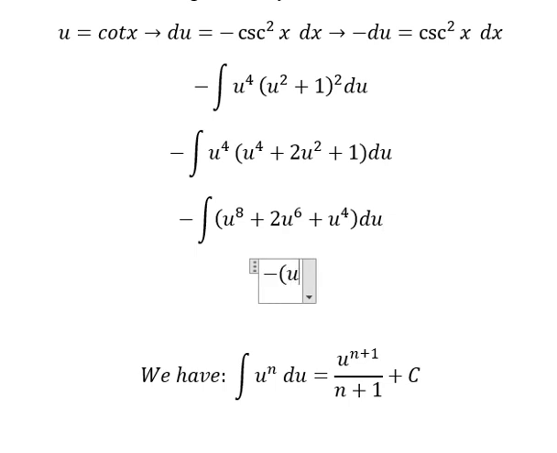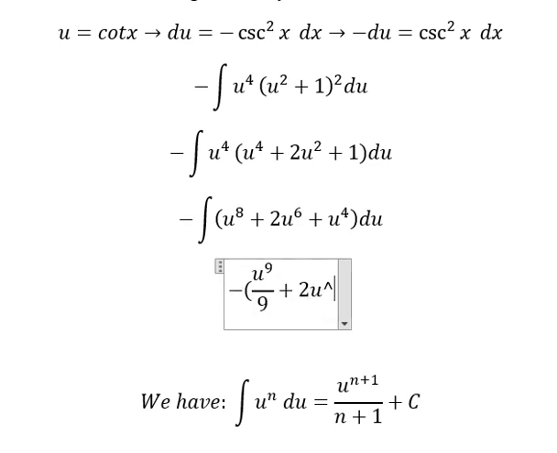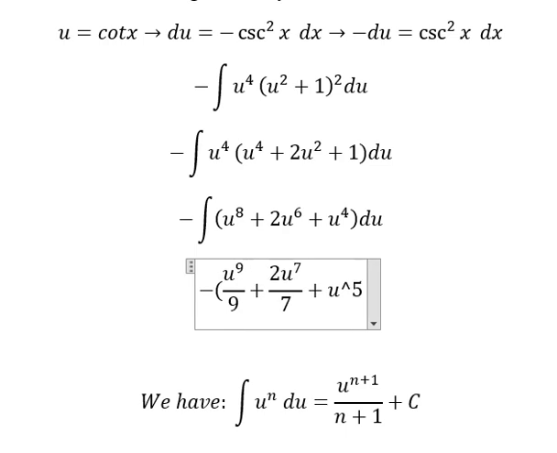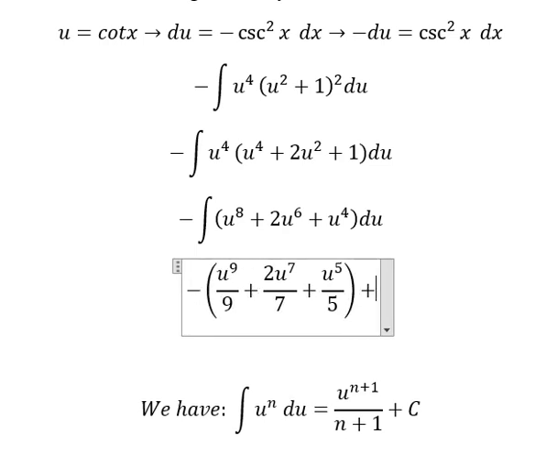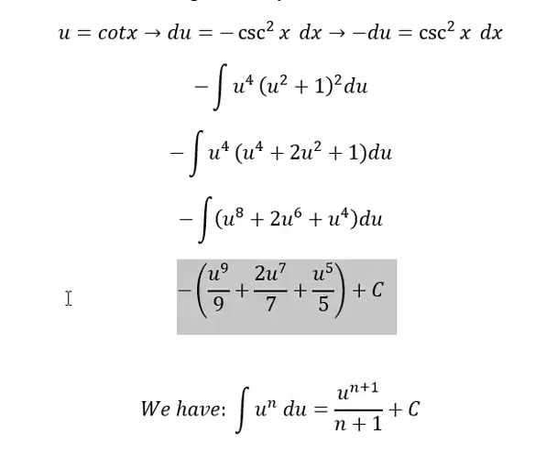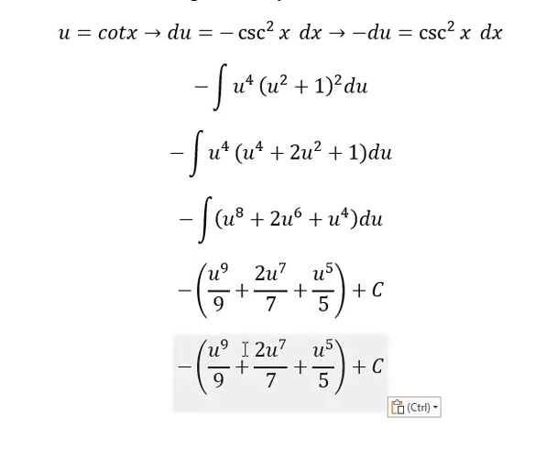So we have u to the power of 9 over 9, minus 2 u to the power of 7 over 7, plus u to the power of 5 over 5, and I will put a c. About u, that is cotangent of x.